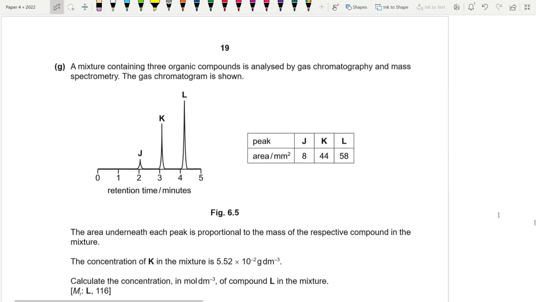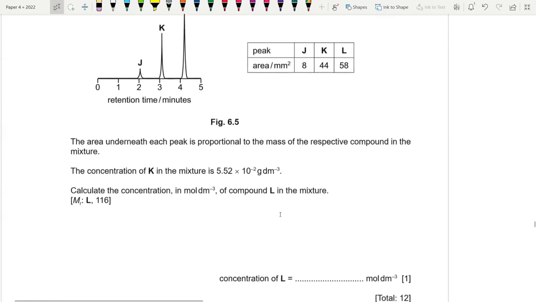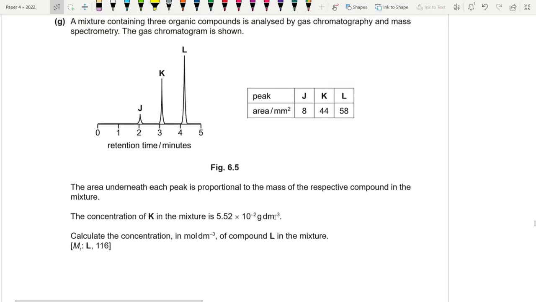So G, a mixture containing 3 organic compounds is analyzed by gas chromatography and mass spectrometry. The gas chromatogram is shown. Great. So the shorter the retention time, the faster it has passed through, and that means it has less interaction with the stationary phase. The area underneath each peak is proportional to the mass of the respective compound in the mixture. You could actually do one gas chromatography question from ON 2018 if I'm not wrong. It had questions in both variants. The concentration of K in the mixture is this much. Calculate the concentration in mol per dm cubed of L.